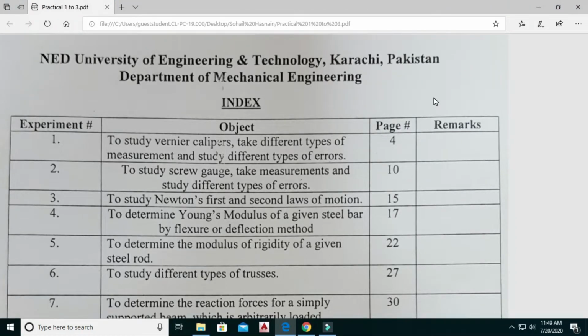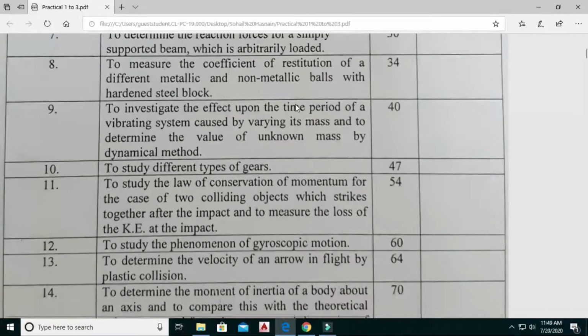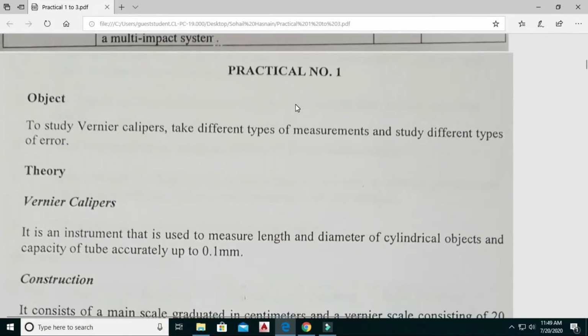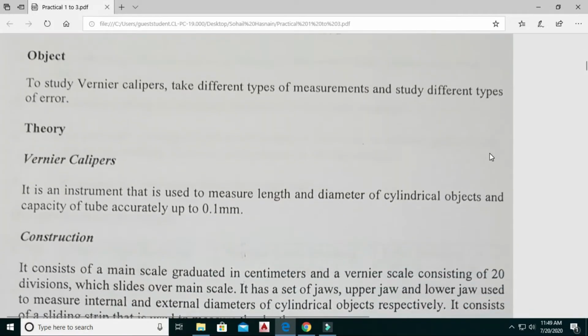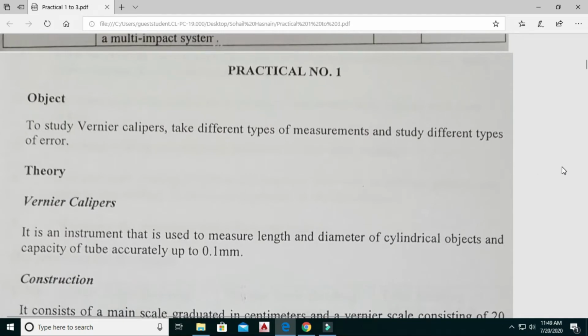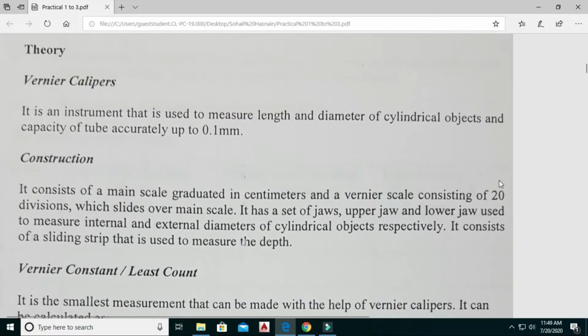Bismillahirrahmanirrahim. Now we are starting the practical of engine mechanics, ME101, experiment number 1: to study the Vernier caliper, take different types of measurement and study different types of errors. The Vernier caliper is an instrument used to measure the length and diameter of a cylindrical object and the capacity of a tube up to an accuracy of 0.05 millimeter.